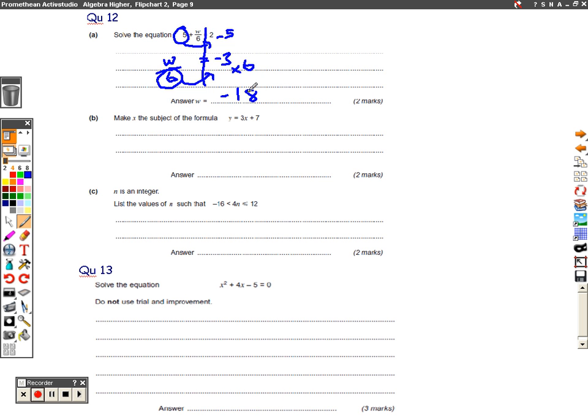Make x the subject of the formula. Again, you're rearranging, so use BODMAS backwards. So move any addition or subtraction first. So your plus 7 comes across as minus 7.